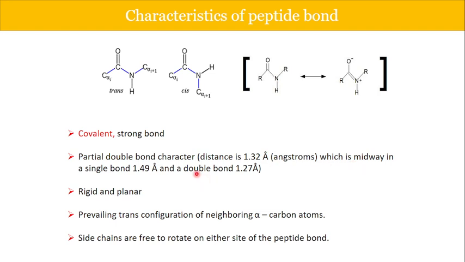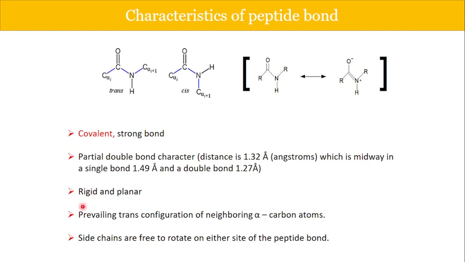So it has a distance. How can we tell that? It has been experimentally determined that the distance between these two atoms is around 1.32 angstrom, which is midway between, so we can say it's the average between a single bond, which is usually 1.49 angstrom, and a double bond, which is 1.27 angstrom.